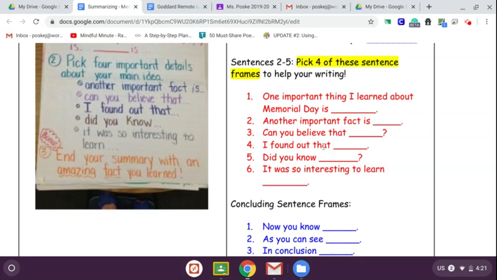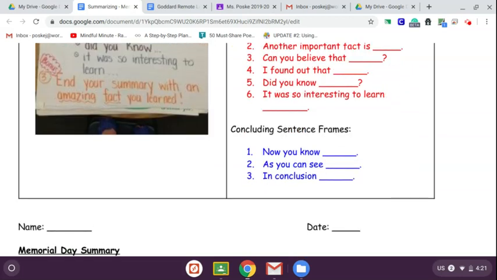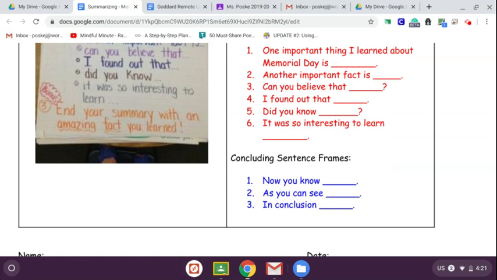I found out that blank. So something new that maybe you found out while reading the ReadWorks article. Did you know blank? So you're asking your reader a question about something you learned from the article. It was so interesting to learn blank. So you would pick something that was interesting to you that you learned from reading. After those 4 sentences are done, you should have 5 sentences at this point.